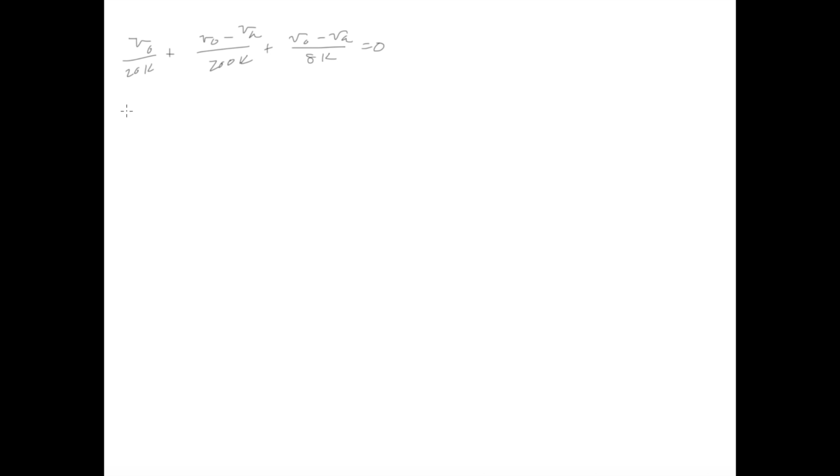So to simplify this, let's just sum up all of our V0. So we have 1 over 20K plus 1 over 200K plus 1 over 8K, all times V0. And then we have a negative Vn over 200K and a negative Va over 8K. And also, I guess we should just do this now. We said Va before was just equal to 50 times 10 to the third, which was our A value, times Vp minus Vn. So we can just make that substitution now.